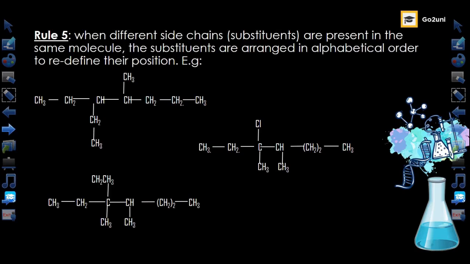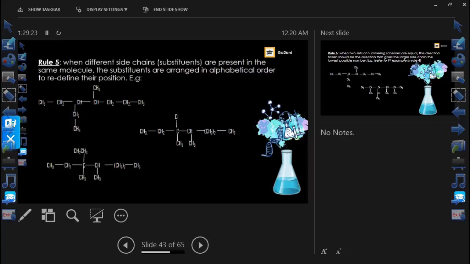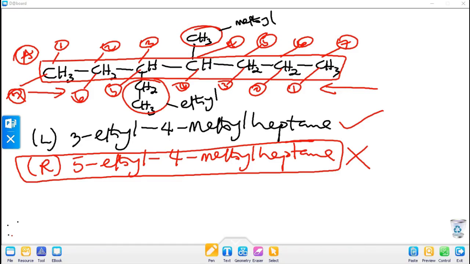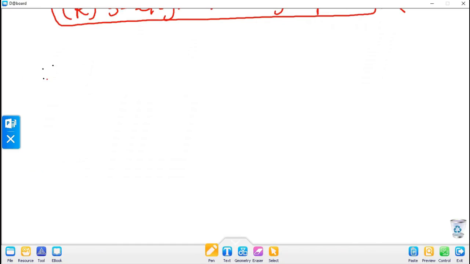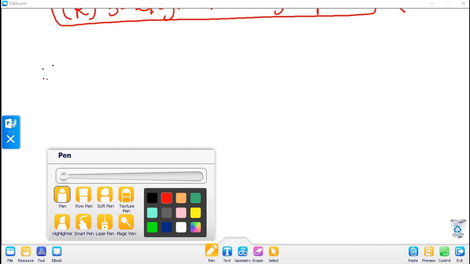The next example is CH3, CH2, CH3 drop down, CH2, CH3 up, CH, CH3, CH2 in bracket 2, and CH3. So let us take a look at that structure and understand how to name such kind of structure.